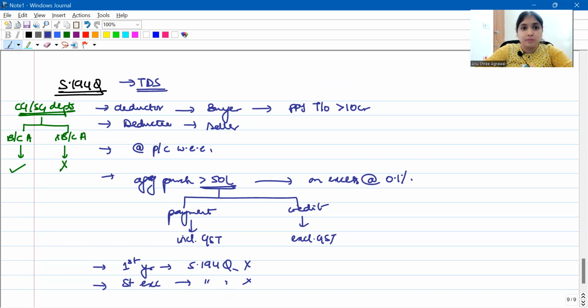But till here, be clear first of all, the deductor should be a buyer whose preceding previous year turnover is more than 10 crore. The deductee will be seller. Payment or credit, whichever is earlier, we will deduct tax then. If payment is earlier, including the GST component, we will consider. If credit is earlier, excluding the GST component only, we will consider. On the excess, we will deduct tax at the rate of 0.1%.